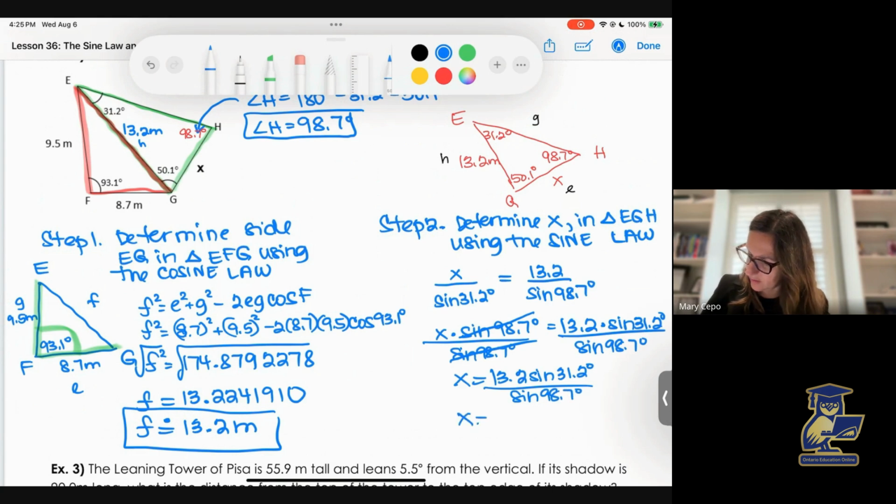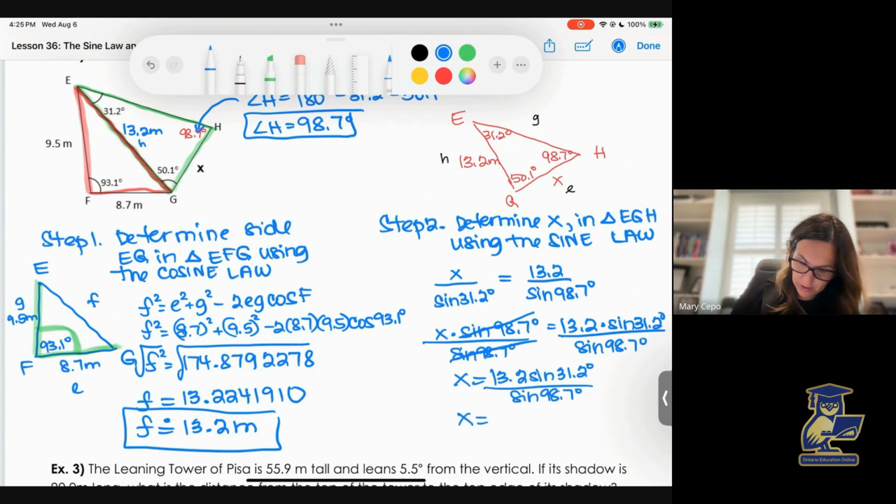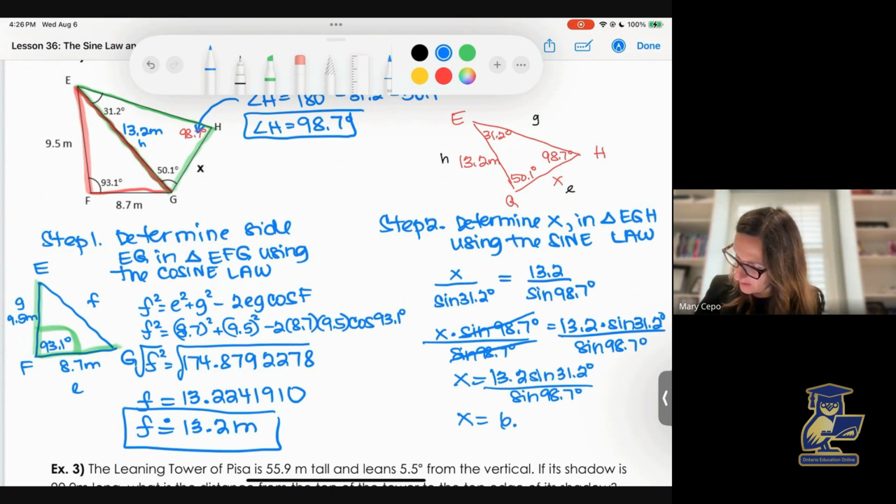Okay, so X is equal to 13.2 times sine of 31.2. Don't forget to press equal, treat the numerator separately in brackets, divide that by sine of 98.7, which would be 6.917550644. So X is approximately 6.9, don't forget your units, meters.